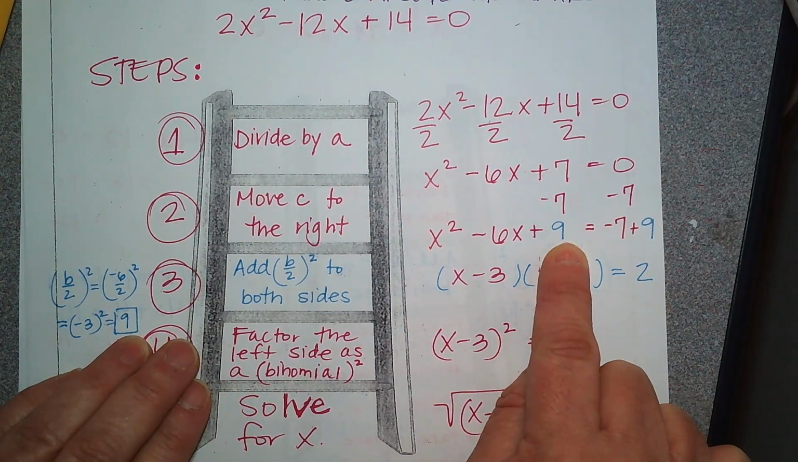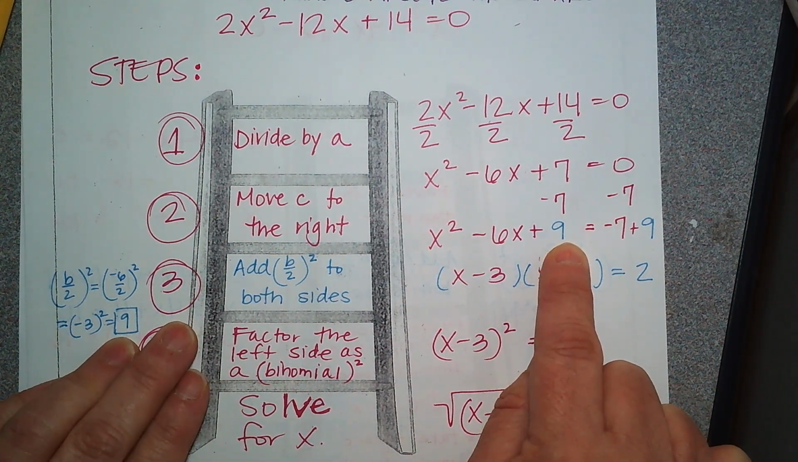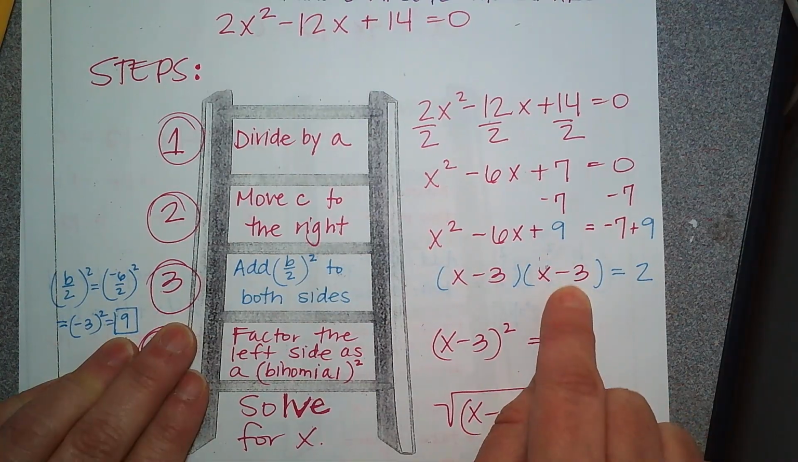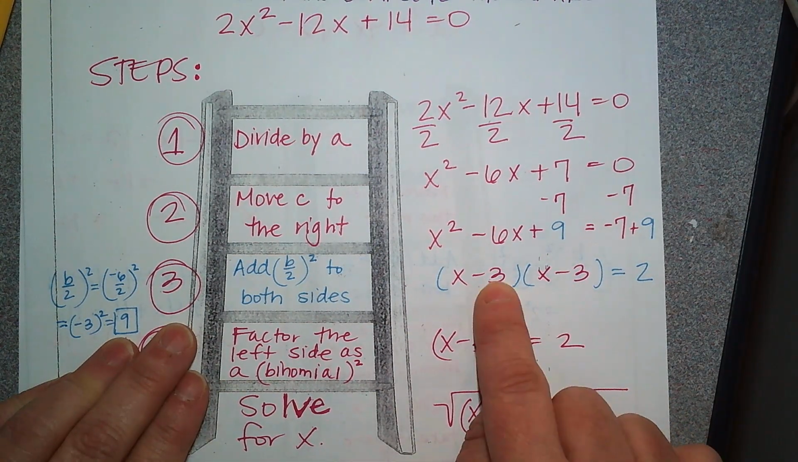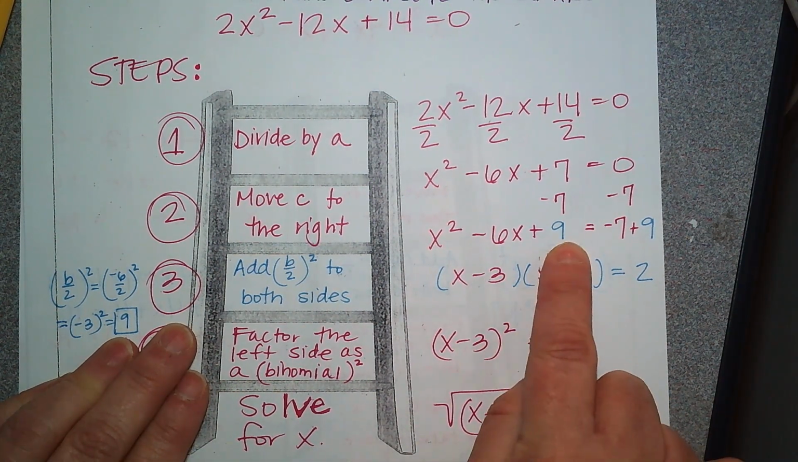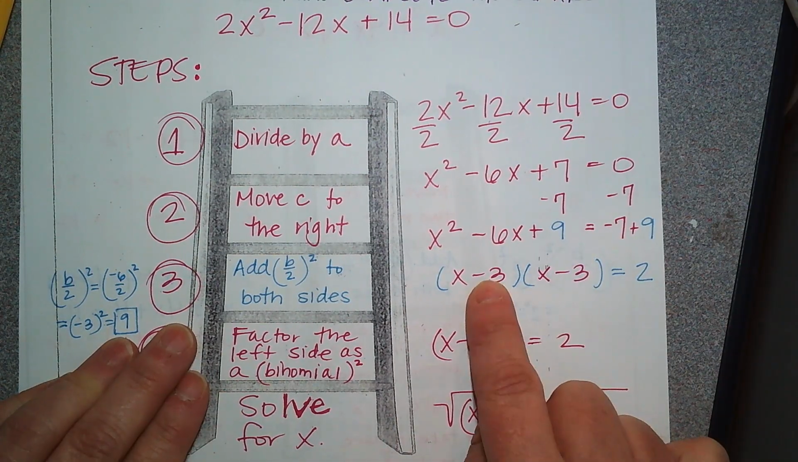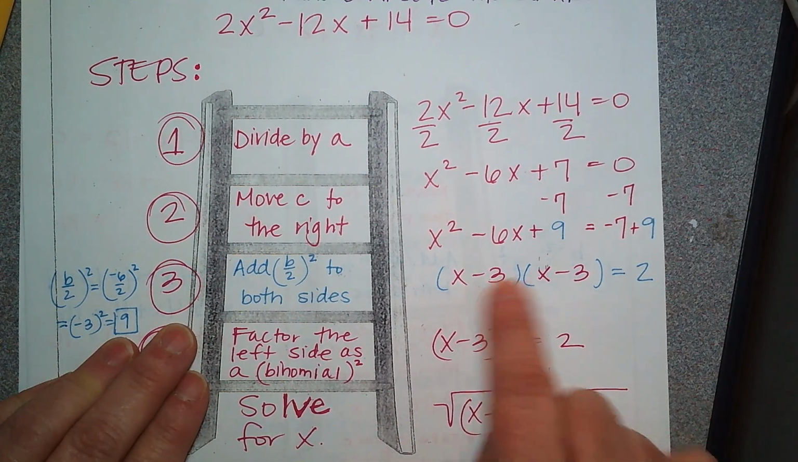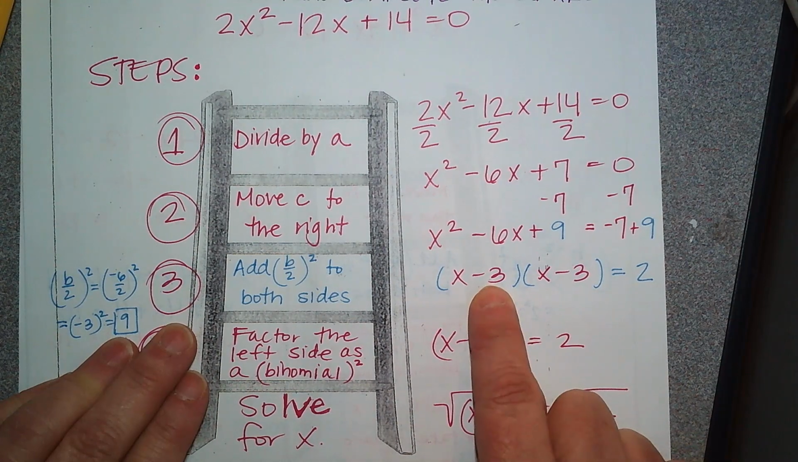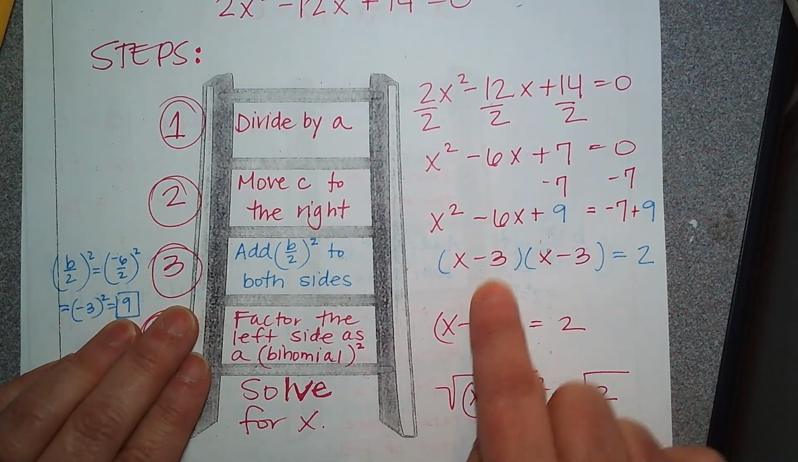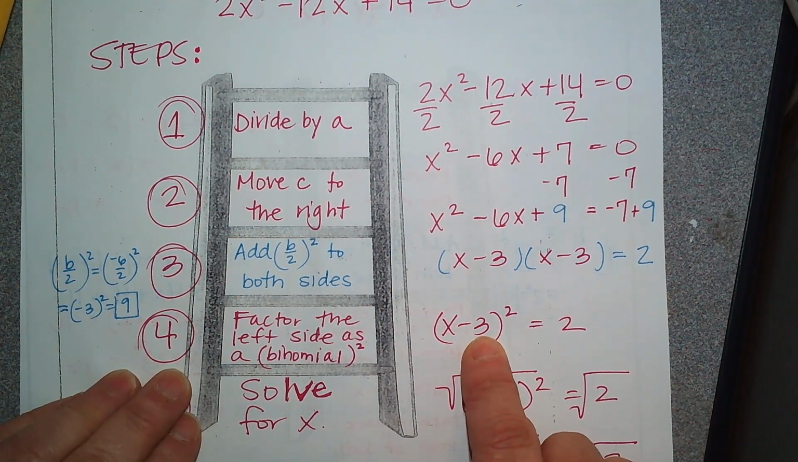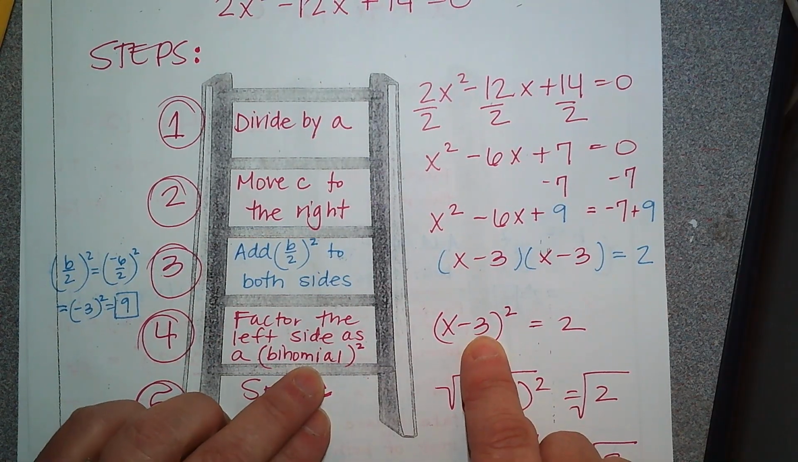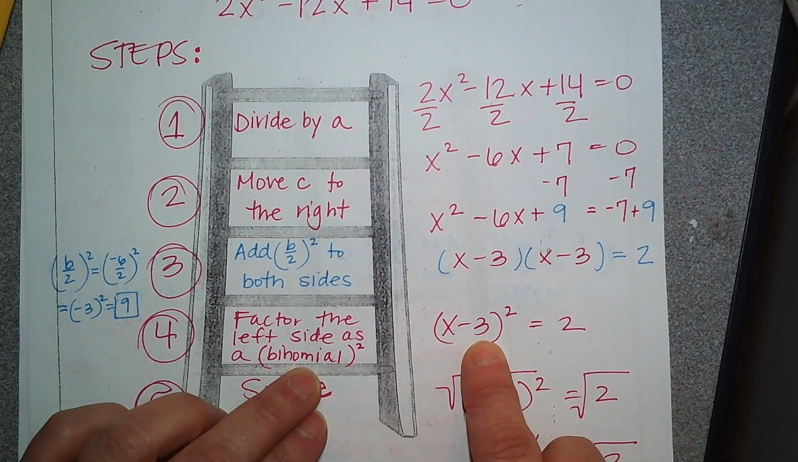What is a perfect square? Perfect squares are numbers that you can take the square root of, right? Like 9. What's the square root of 9? That's where this number comes from. When you factor that perfect square trinomial, all you have to do is take the square root of 9. That is what goes here and here. These will always be the same because you want to write this as a binomial squared. So you factor the left side as a binomial squared. That's the next step.